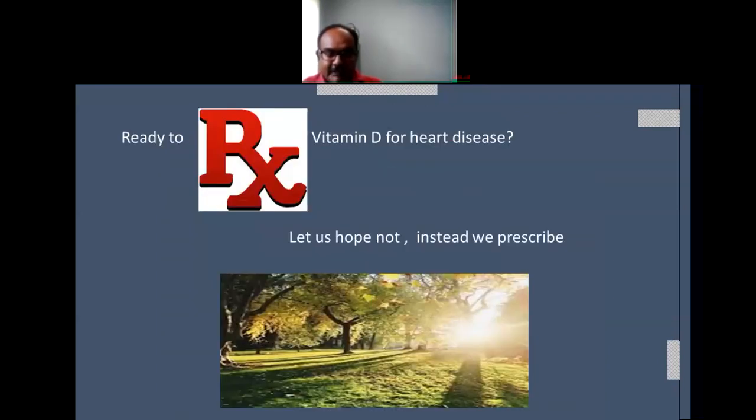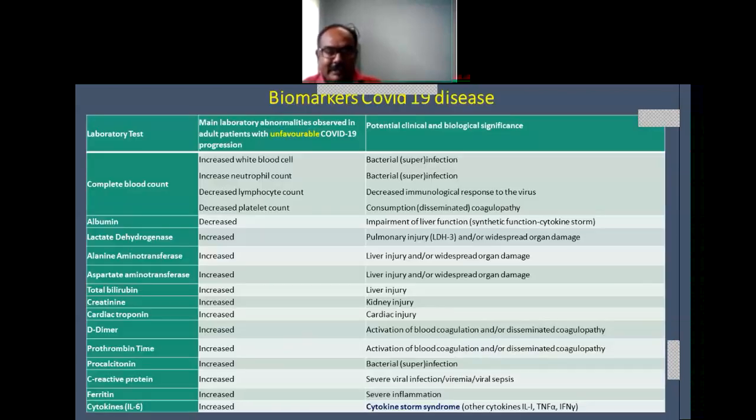So the prescription is not always a supplement. If someone is very deficient, we have to go for a supplement. Otherwise, we have to prescribe sunlight only. So this is the most important slide.